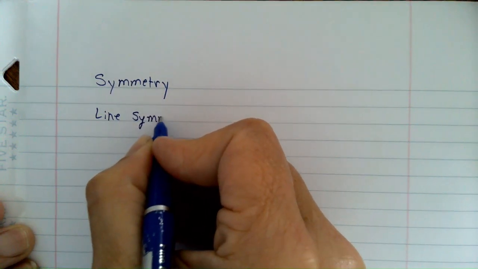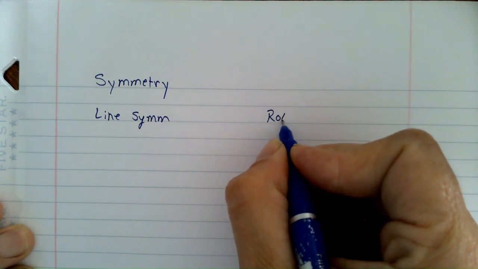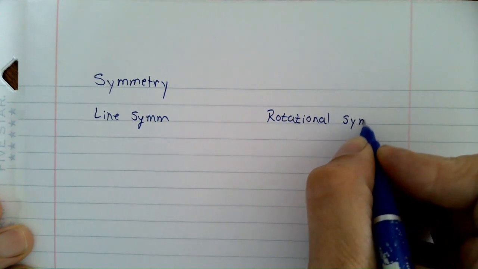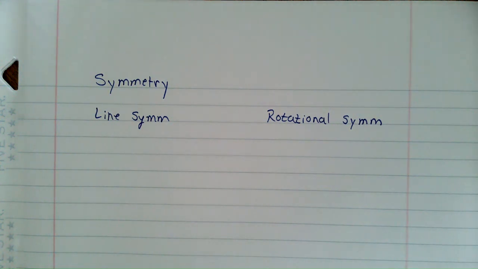The world of geometric symmetry really has two different styles of symmetry that they look at. There is the traditional line symmetry, but there's also rotational symmetry. And line symmetry is usually pretty quick for everyone to see.